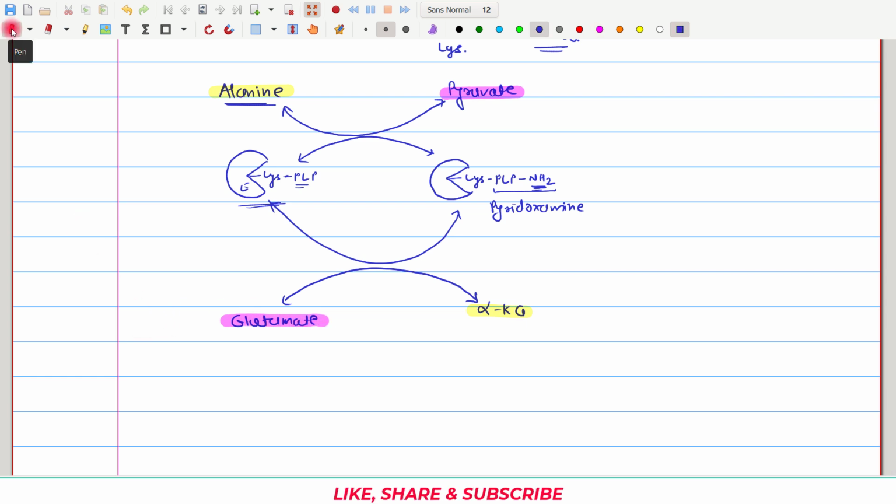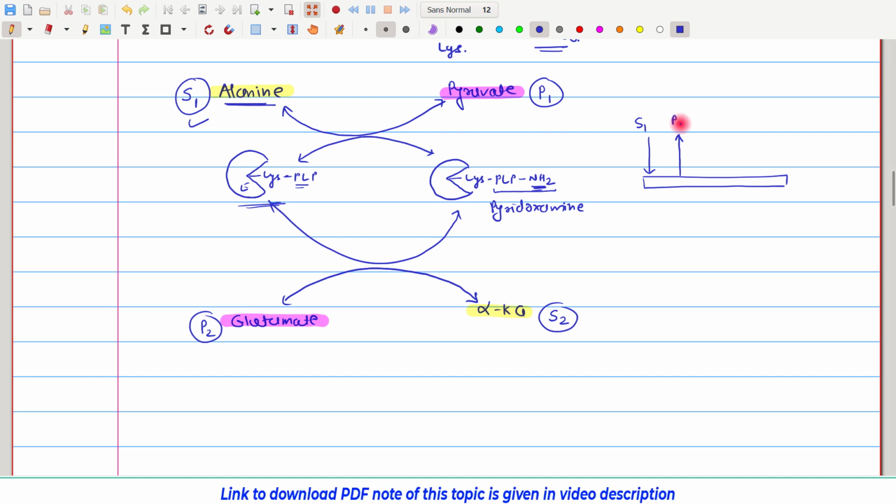But here what is happening? See, first substrate 1 enters, then product 1 gets released from this enzyme complex. Once product 1 is released, after that substrate 2 enters, and later on product 2 gets released. So, it is happening like this. Suppose this bar represents the enzyme. First substrate entered, like this, alanine entered. Then after that, the first product is getting released. Once the product is released, then after that substrate 2 is coming.